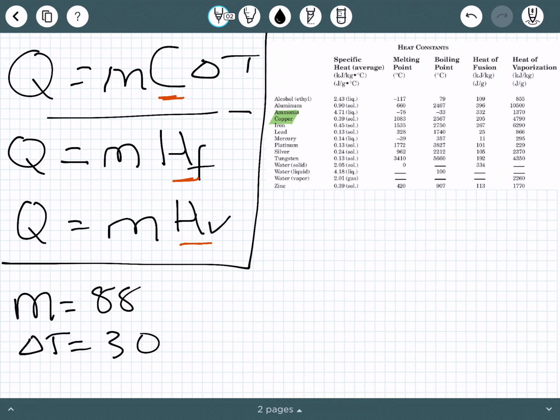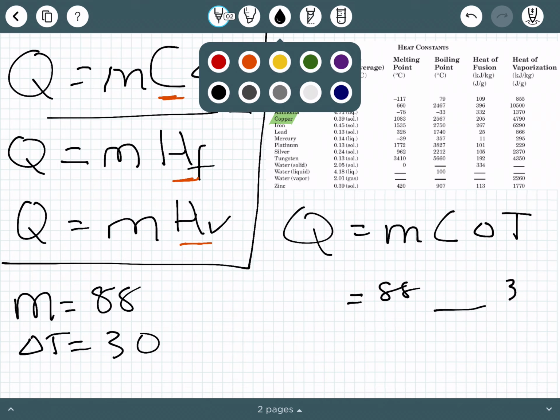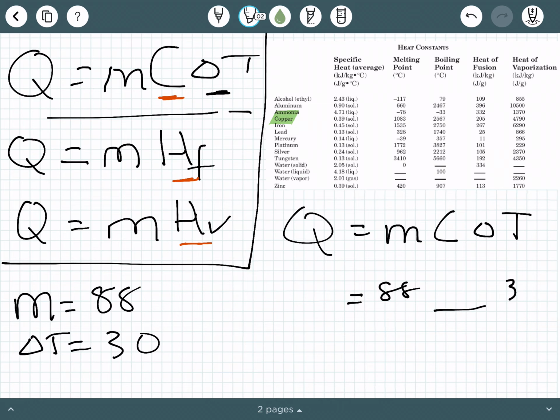Look at your equations. Hopefully you choose the right one, which is Q equals, since we're dealing with a change in temperature, we're going to deal with that change in temperature. Q equals m c delta T, where your m is 88, your delta T is 30. Now you got to find your c, the specific heat for copper, which is 4.71.